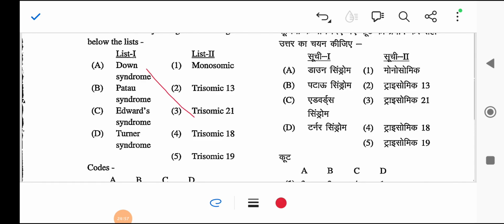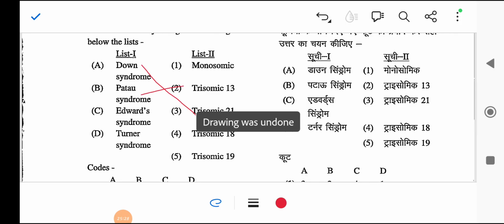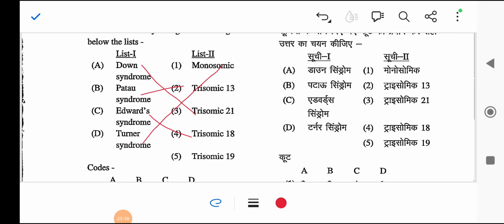Patau syndrome is by, tell me, monosomic. Edward syndrome is trisomic 18. Turner syndrome is, sorry, I did wrong. So Down syndrome is trisomy 21. Patau syndrome is trisomy 13. Edward syndrome is 18. Turner syndrome is monosomic, which is XO. So answer here is number A.